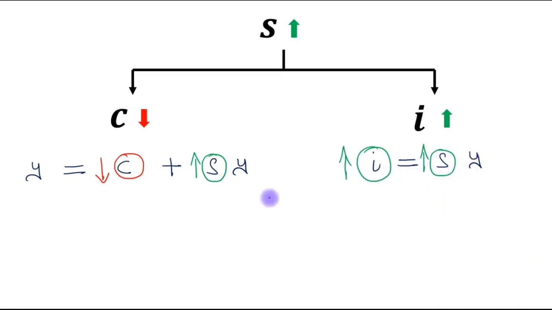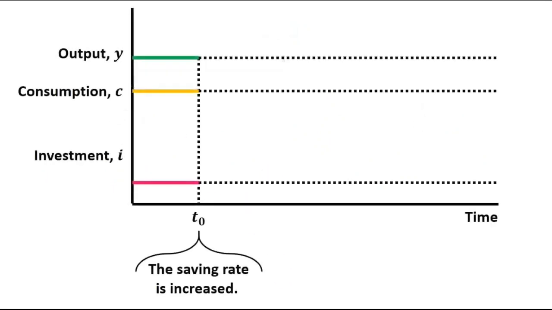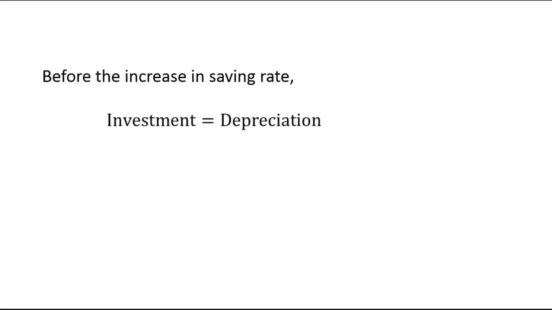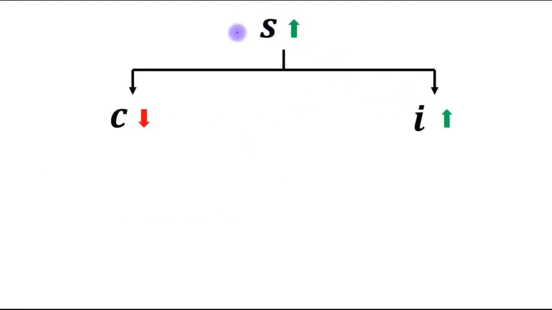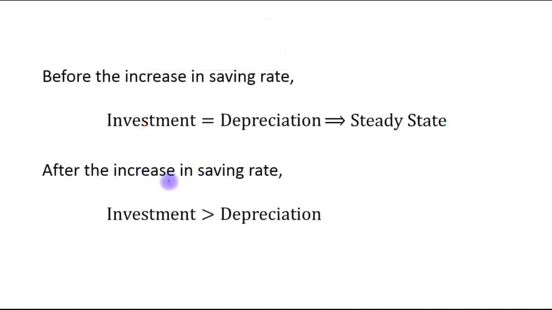We can see these changes in a figure. With the increase in the saving rate, there will be an immediate decrease in consumption and an immediate increase in investment. Before the increase in the saving rate, investment is equal to depreciation. It means the economy is in a steady state. After the increase in the saving rate, investment is greater than depreciation, because investment goes up and is higher than depreciation. That means the economy is no longer in steady state.